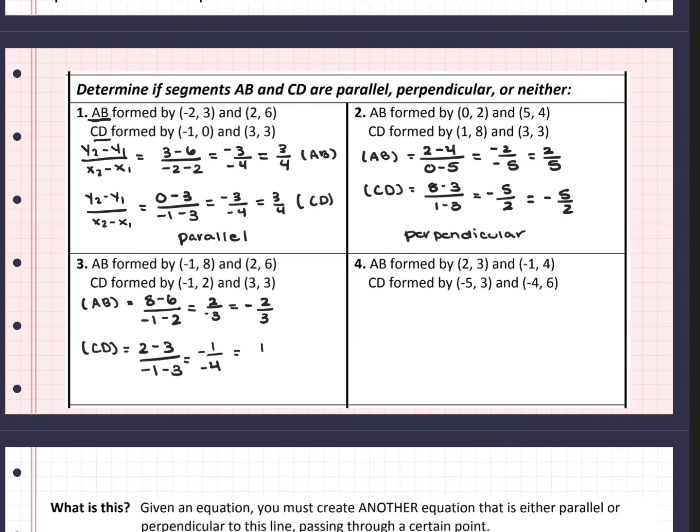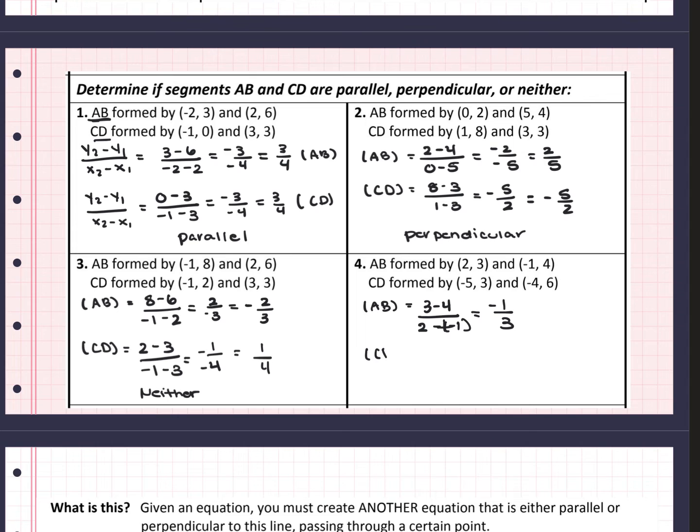All right. So looking at these slopes, we can definitely tell that they are neither, because you have -2/3 and you have 1/4. So this is neither. All right. Taking a look at the last example that we're going to do with this. So we have AB, which is 3 minus 4 over 2 minus -1. So we have -1 over 3, because we know this becomes plus.